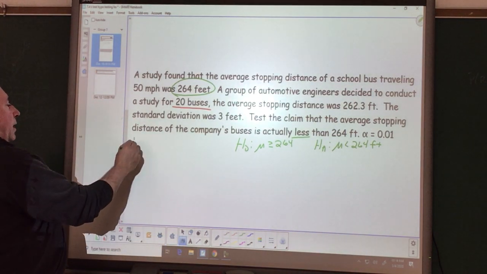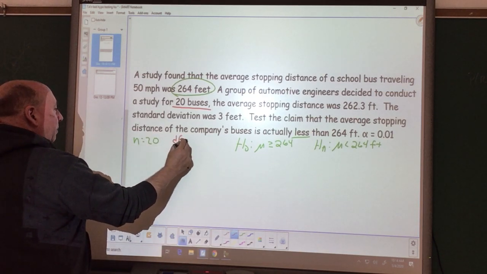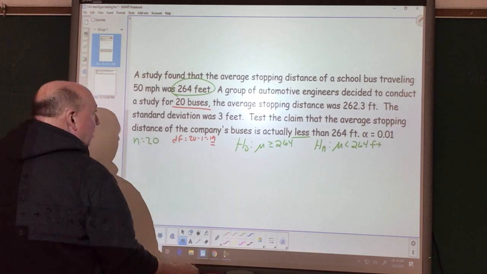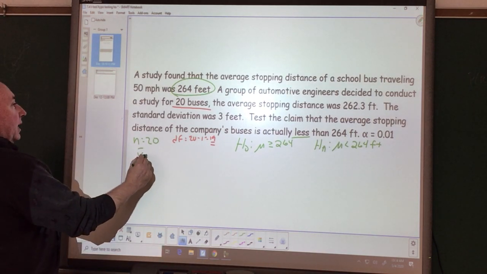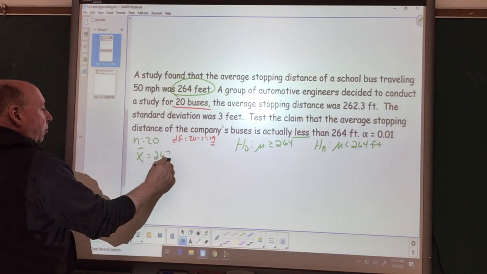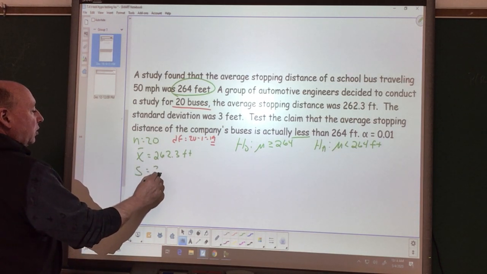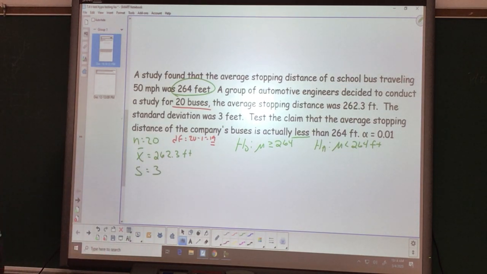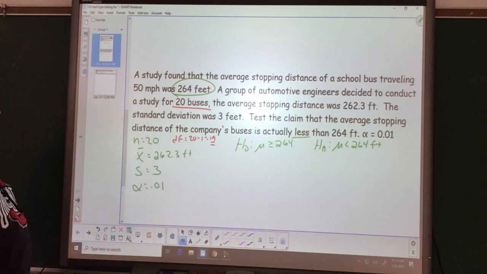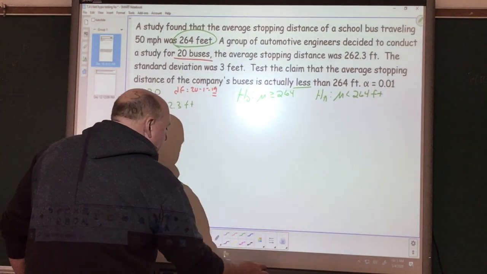So what we have here is a sample size of 20, our degrees of freedom 20 minus 1, which is 19. Their mean is 262.3 feet. The standard deviation is 3 feet. And we have an alpha value of 0.01. So let's go to our bell-shaped curve.